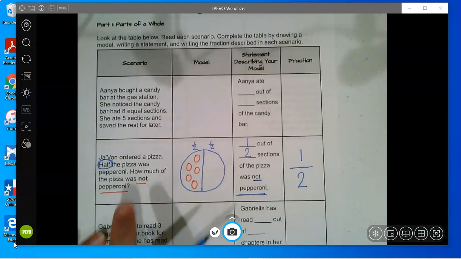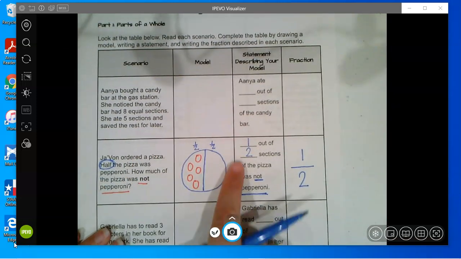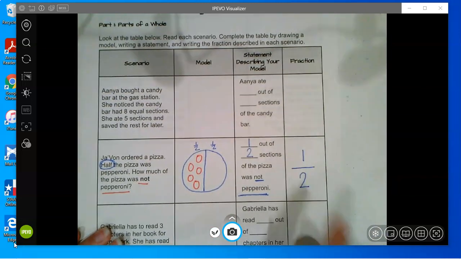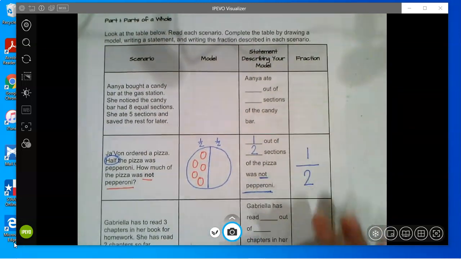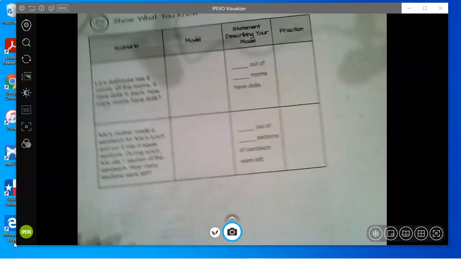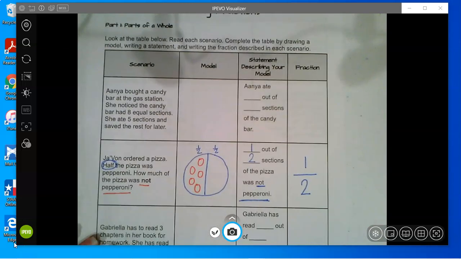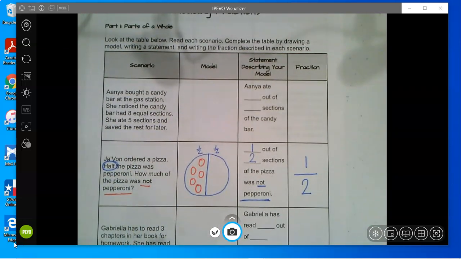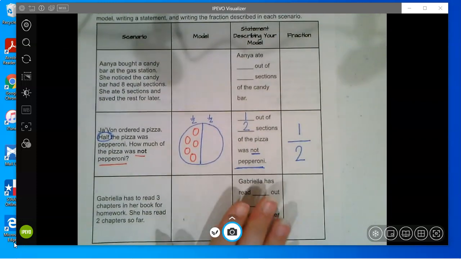Okay, so that is what you're doing. You're reading the scenario, you're drawing me a picture, you're filling in the blanks, and you're writing a fraction. So you have 1, 2 on the back, 3, 4 to do. Make sure you're reading carefully. Underline, circle what you need. Make sure you're reading what they're wanting you to do. Okay? All right, guys.